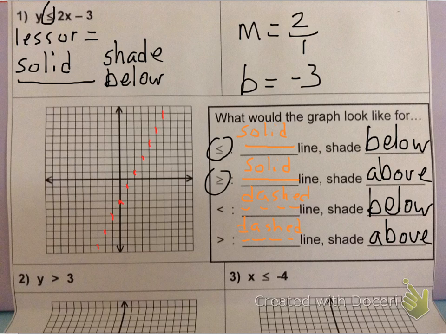So it's less than or equal to, so it would be a solid line through those points. And I'm shading below since it's less than. So I'm going to shade below.